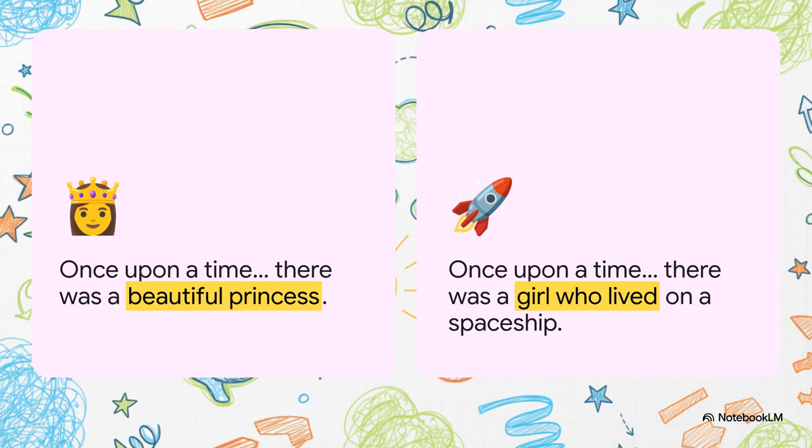So here's the crucial part. Small changes to that prompt can have massive effects. You can see here we just swapped out beautiful princess for a girl who lived on a spaceship. It's a tiny edit, right? But now the AI generates a completely different sci-fi story about a girl named Nova exploring the stars. You are in total control of the story.